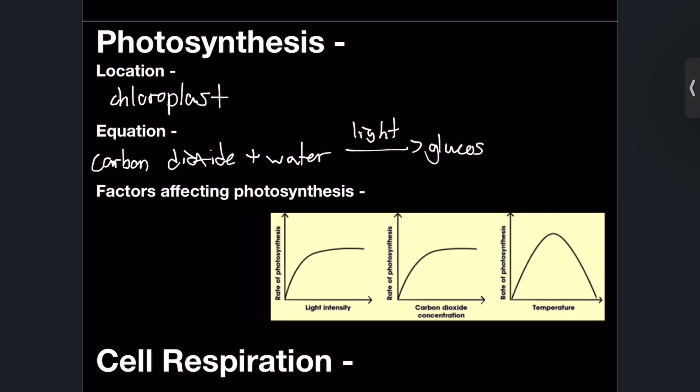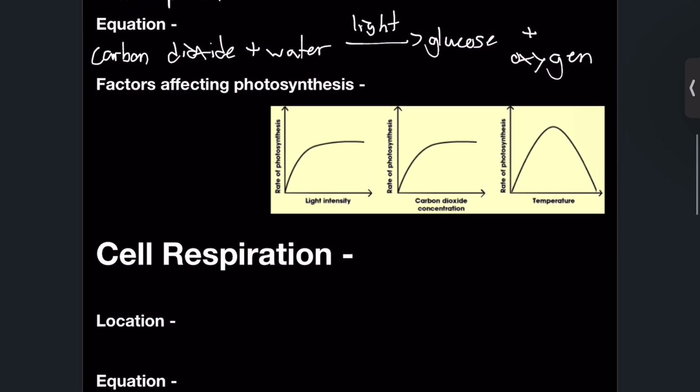This is the key thing to remember about photosynthesis. It's also the opposite of cell respiration, which we'll look at in a little bit. Carbon dioxide and water go in, and glucose and oxygen go out using light. There are various factors that affect photosynthesis. The first is light intensity. The amount of light and also things like the color of light can affect photosynthesis.